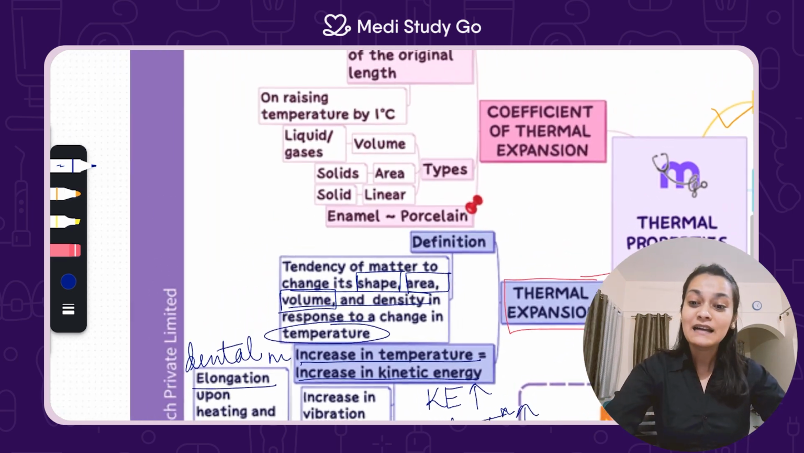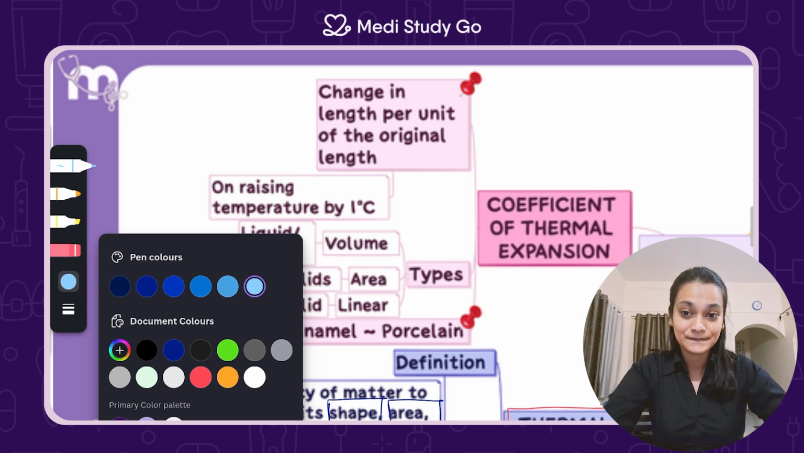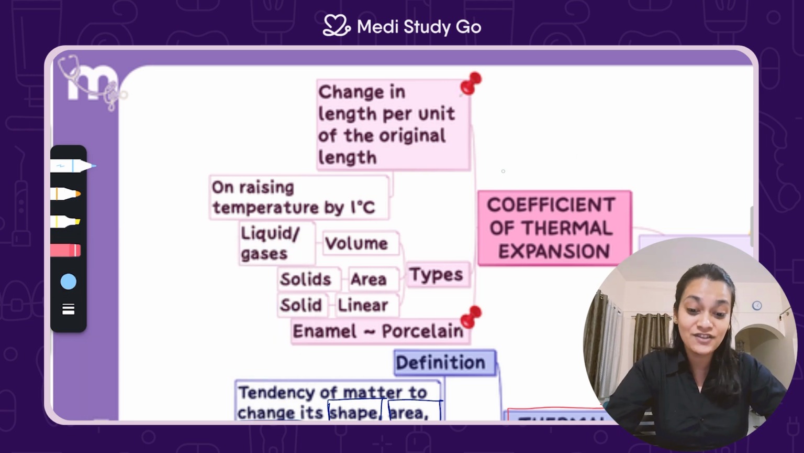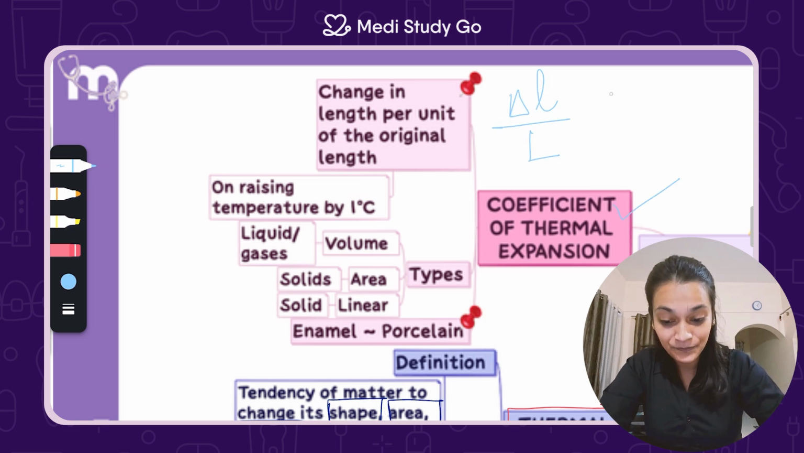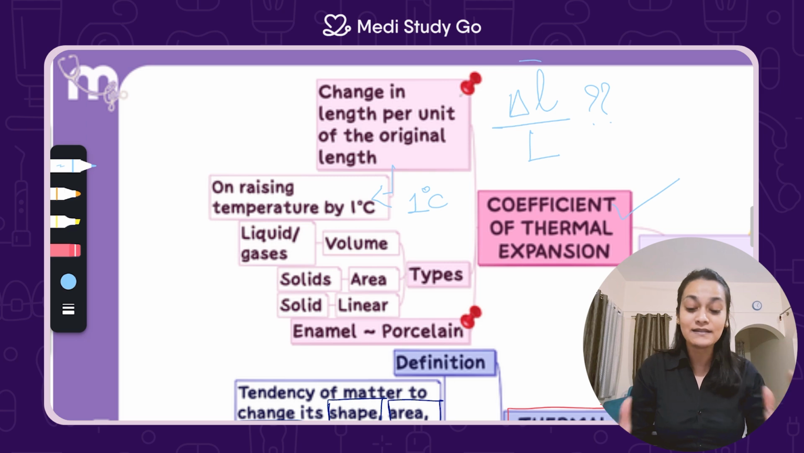Moving on to the last important topic, which is the coefficient of thermal expansion. It is basically defined as change in length per unit original length. Also, can you let me know where we have actually read this? Yes, it was somewhere related to the stress and strain graph. Beneath that, we had learned about strain, which was denoted by delta L upon L. But here I want you to see that it is on raising the temperature by 1 degree Celsius, which is important, or else it will be just a simple strain.